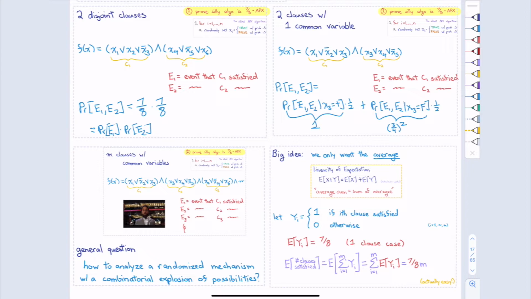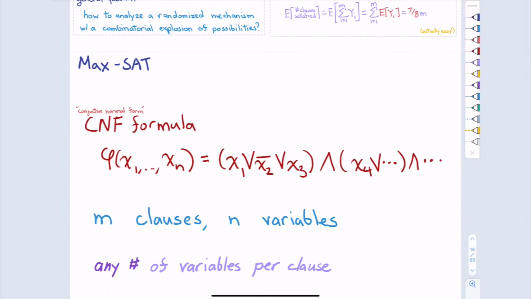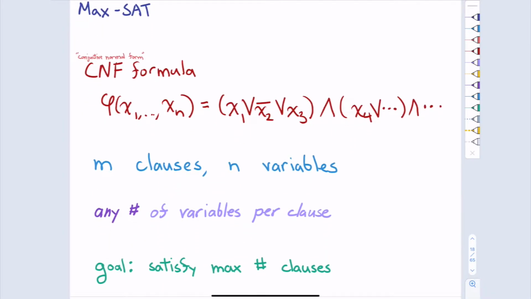I guess here was the analysis. Just to remind us, the key was linearity of expectation. Whereas in that class we were doing k-SAT or 3SAT, where there are exactly 3 variables per clause, today we're going to look at max-SAT without the k, meaning each clause can have any number of variables: 3, 4, 5, or 1 or 2. That's the only difference. Otherwise the goal, like before, is to satisfy as many clauses as possible.